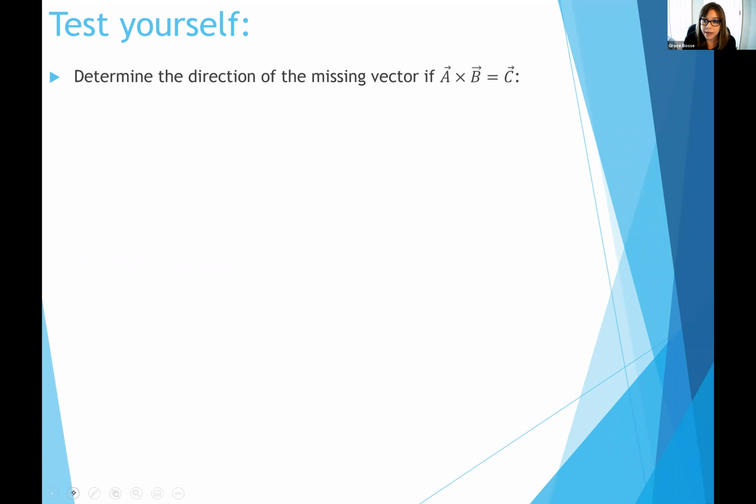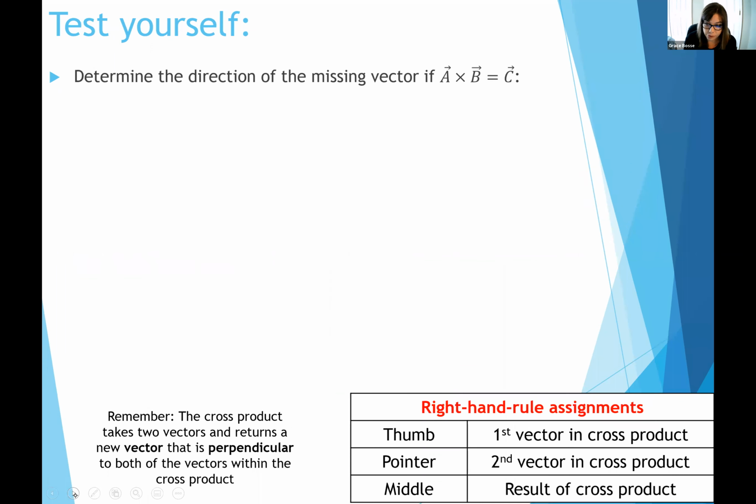So let's say we're figuring out this cross product. A crossed with B results in vector C. Reminding you again, these are the assignments to your hand. Let's do example number 1. So vector A is your thumb. And in this example, vector A is pointing into the board. That symbol means into the board. So your thumb is going into the board.